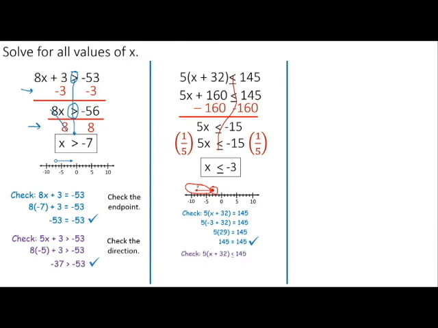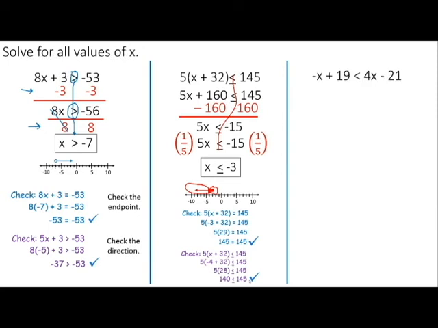So I rewrite the problem. Let's plug in a negative 4. Right here, negative 4 is in the line, so it should work. Negative 4 plus 32 is 28. 5 times 28 is 140. 140 is less than or equal to 145, so we know our arrow is pointed in the right direction.